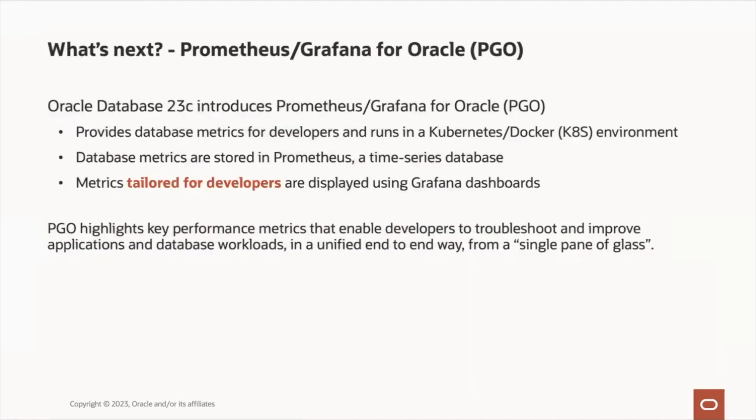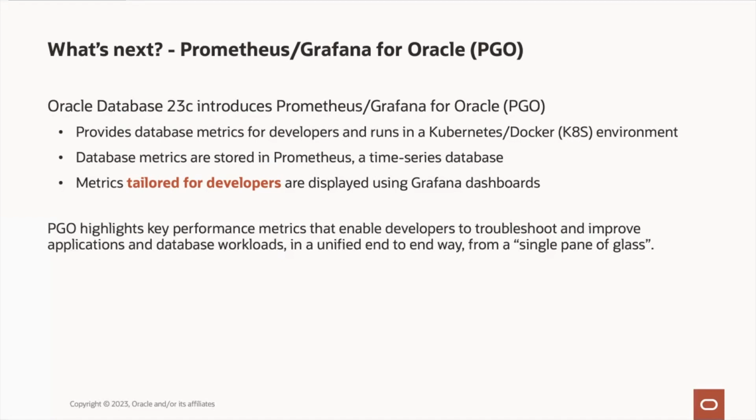So what's new with observability in Oracle Database 23c? Microservice developers typically focus on observability at the application tier. But if what's happening in the database tier is overlooked, developers don't get the full picture of the execution and performance of the full distributed application. Traditionally, Oracle database metrics have been monitored through tools like AWR reports and Enterprise Manager, which are more targeted toward DBAs than developers. So Oracle Database 23c introduces Prometheus Grafana for Oracle, providing database metrics specifically tailored to developers.